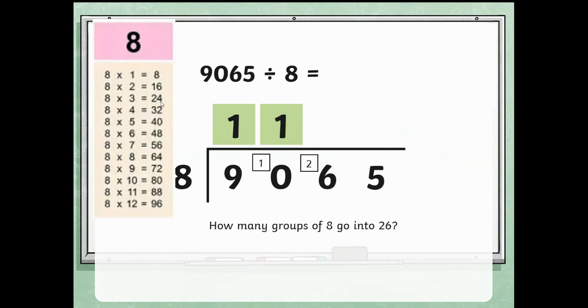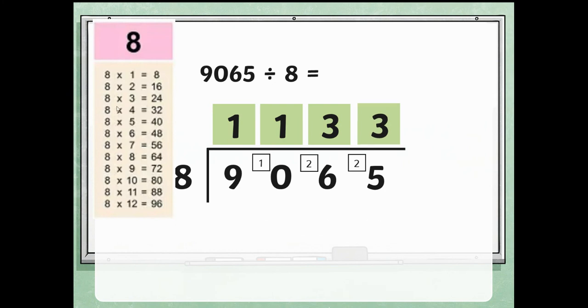How many groups of 8 go into 26? Let's go down the list. I can make 3 groups of 8 out of 26 because 3 times 8 is 24, and then that would give me a remainder of 2. How many 8s can I make out of 25? Let's have a look. Well, I can make again 3 groups because 3 times 8 is 24, and that would give me a remainder of 1.